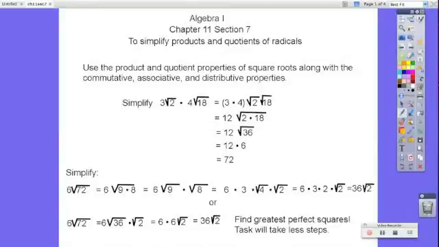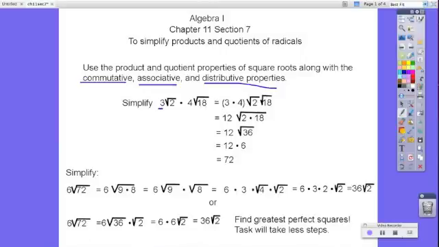This is section 7 from chapter 11, and we're going to simplify products and quotients of radicals. To simplify quotients and products of radicals, we're going to use the product property and the quotient property of square roots, along with the commutative property, associative property, and the distributive property. First problem, 3 square root of 2 times 4 square root of 18.